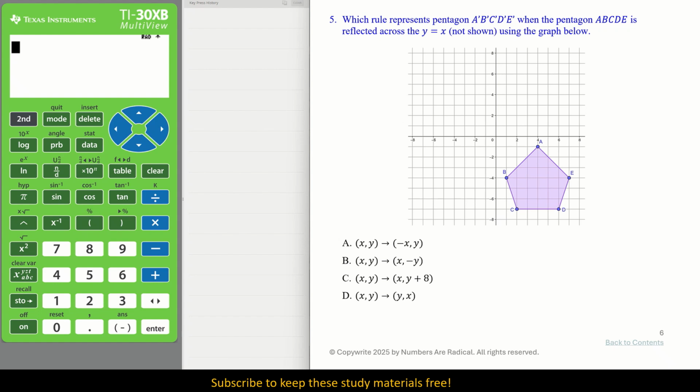When the pentagon ABCDE is reflected across the line y equals x, not shown, using the graph below. Okay, that is a mouthful in one sentence. This is what they mean. They're trying to say make the line the identity. This is called the identity line, the linear identity. Go straight down the best you can with your picture. Now you will reflect over that particular line.